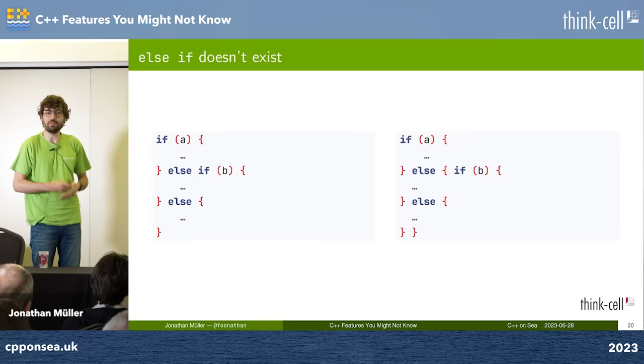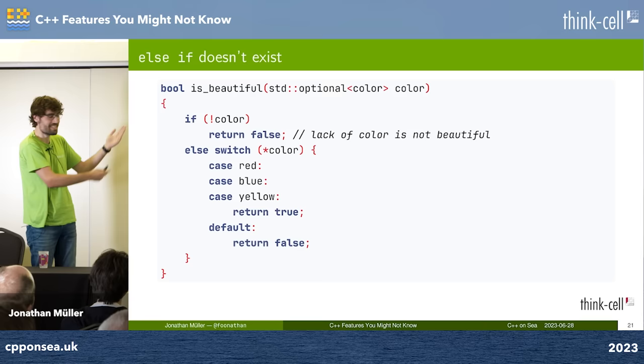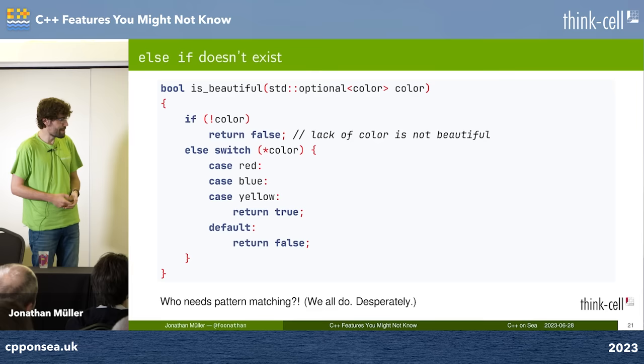But why stop at else if? What about the else switch? It's the exact same thing. It's an else, and then it has a single statement, which is a switch. But we don't write code like that for some reason. And even though this is the same logic. Right? And that's pretty useful. Like, who needs pattern matching, right, when you've got the else switch? I mean, we all need pattern matching.